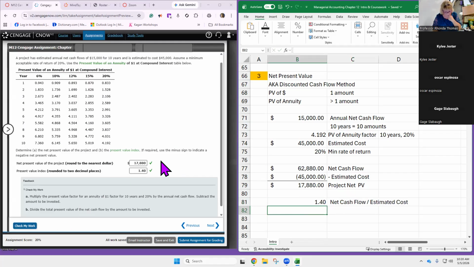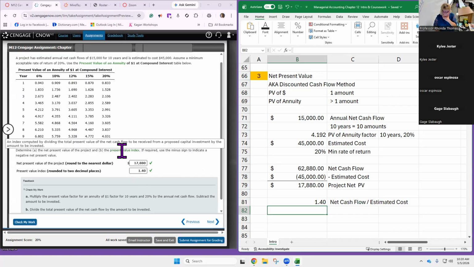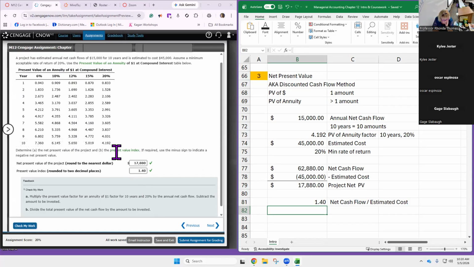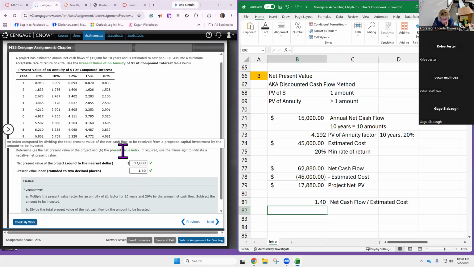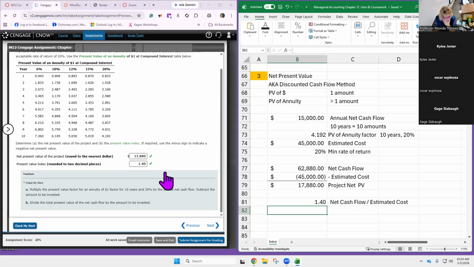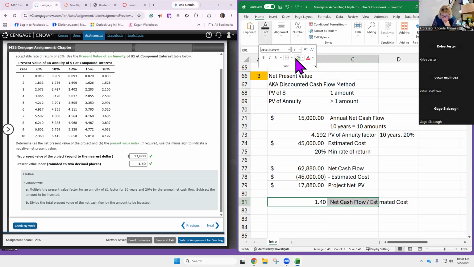If required, use the minus sign to indicate a negative net present value. So that's why you can't do that. Just so you know, the present value index is computed by dividing the total present value of the net cash flow to be received by the amount to be invested. Okay, so there's the first part of our answer.